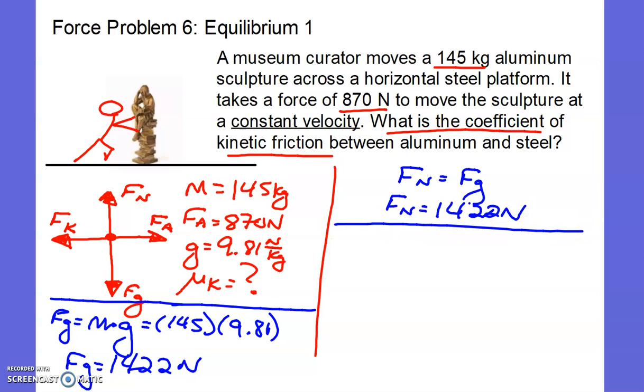Now the other thing that we have is that the force to the right is equal to the force to the left. Again, in equilibrium, they simply equal each other. So we have that the frictional force, kinetic friction, is equal to the applied force. So again, our up equals the down, and our left equals the right. Now we know the applied force is 870, so therefore the friction is also 870 newtons.